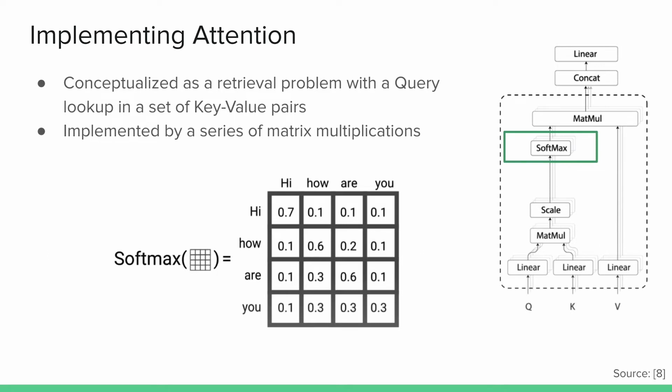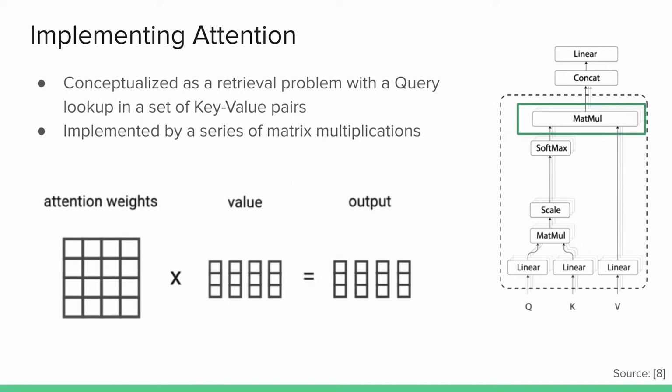Now we have the scores that tell us how much each word is related to each other word, and then we can take that score and multiply those attention weights with the value, which is, again, our input, to obtain the actual output.